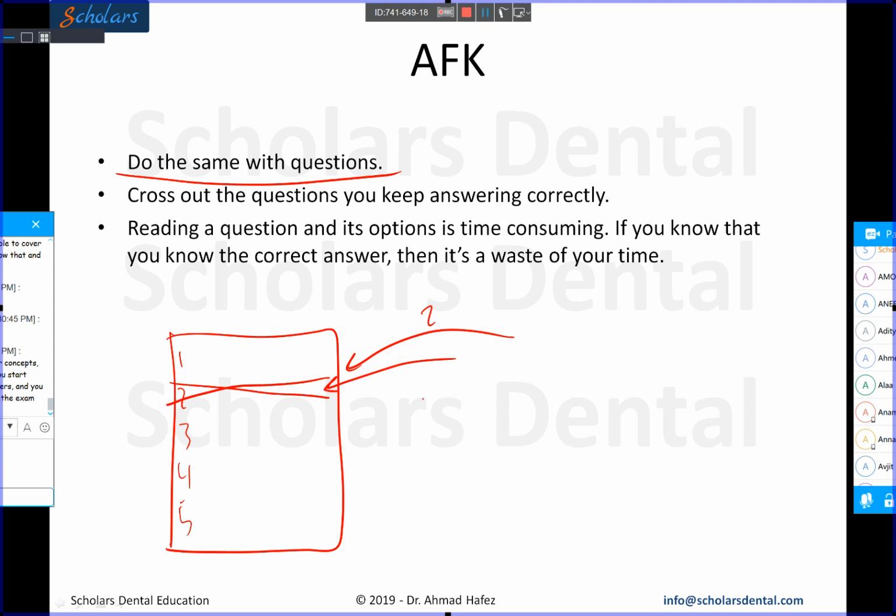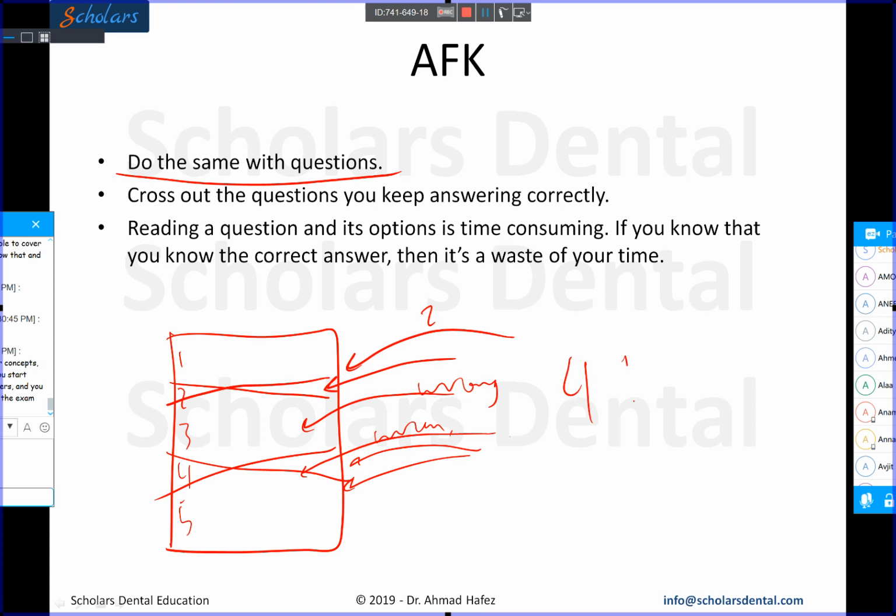Question 3. The first time I answered it, I was wrong, so I'm going to keep it. Question 4. The first time I answered it, I was wrong. Maybe the second time I was right, and the third time I was right. So I'm going to cross it out now. I learned it. So now on your fourth reading, you kind of took out 50% of the things you need to read in questions, right?